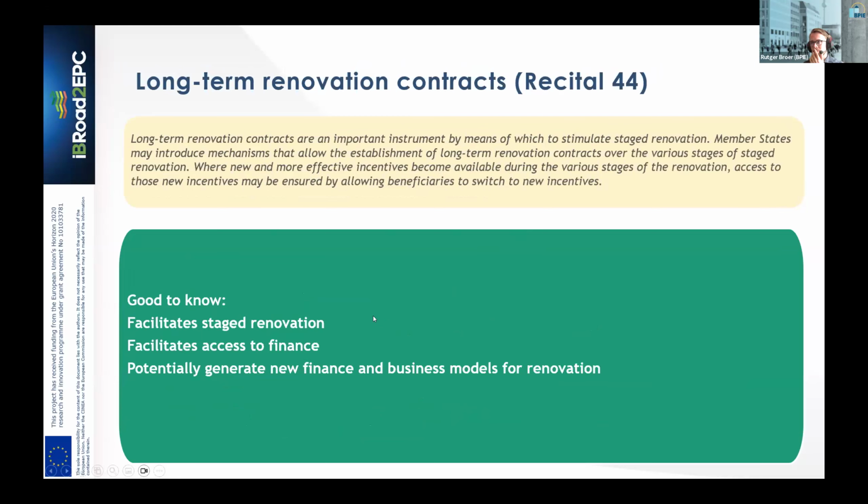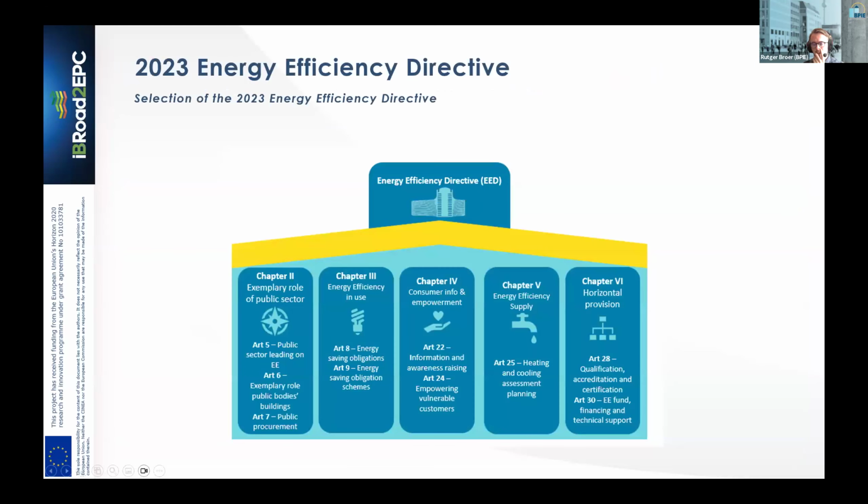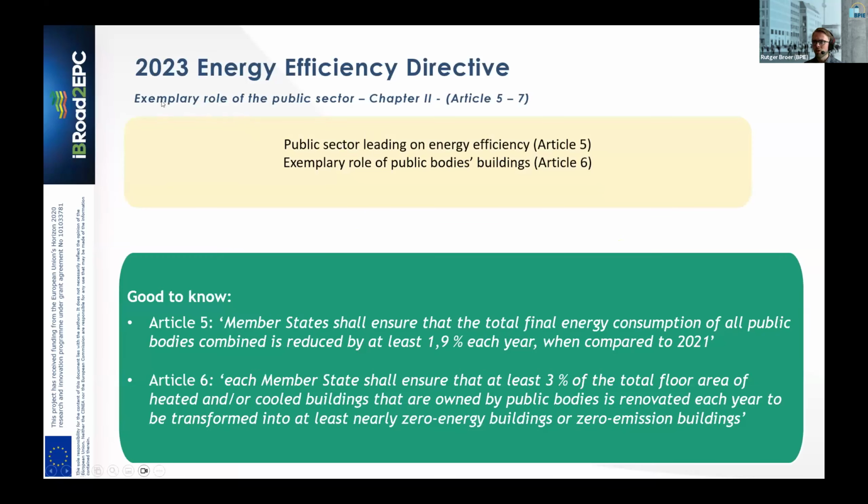Cool. Then I will shortly touch upon the EED and then summarize everything. So we talked about the EPBD now. There's another directive that I shortly want to touch upon because there are specific aspects on the exemplary role of the public sector here. There's one article specifically, like a chapter, focusing on the exemplary role of the public sector. Relevant here are Article 5 and 6, public sector leading on energy efficiency and the exemplary role of public buildings.